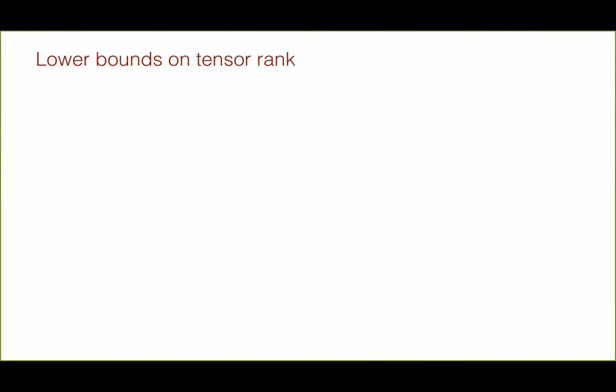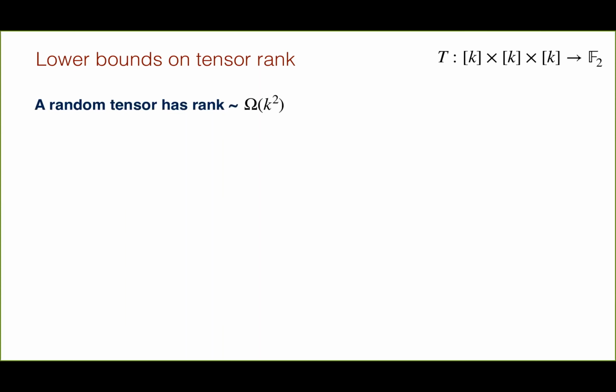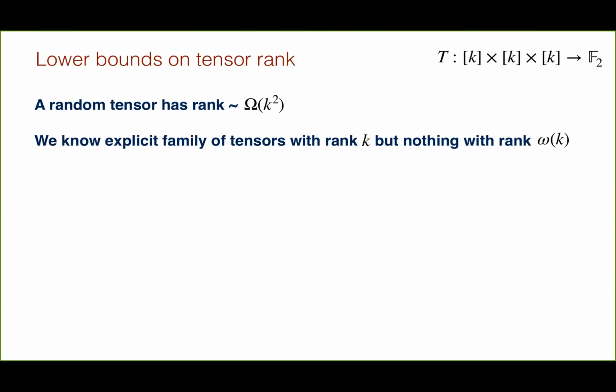All right, so the problem we were interested in was the question of lower bounds on tensor rank. We wanted explicit tensors with high rank. We know that a random three-dimensional tensor, a random k cross k cross k tensor, has rank about k squared. We also know explicit families of k cross k cross k tensors whose rank is k, but we don't know any superlinear bounds on these things. So we don't know explicit tensors with rank little omega of k.